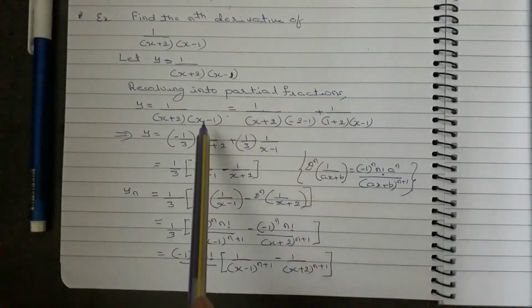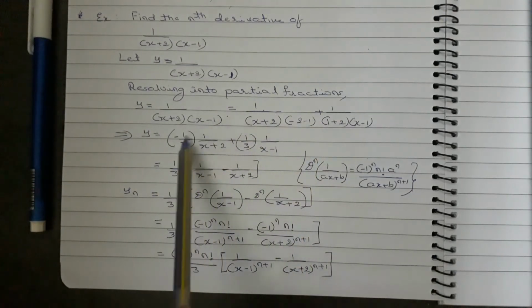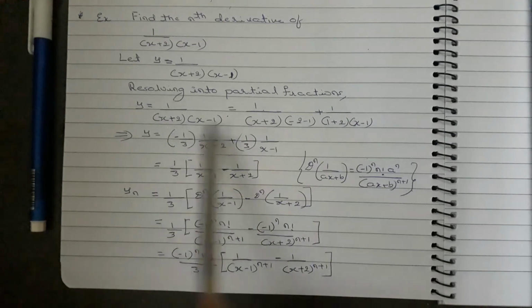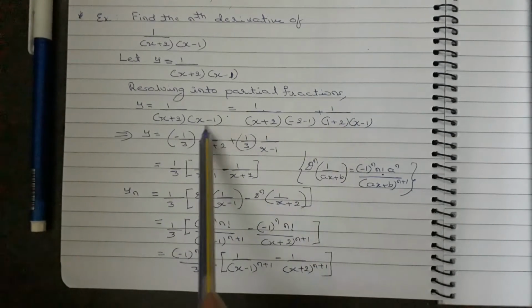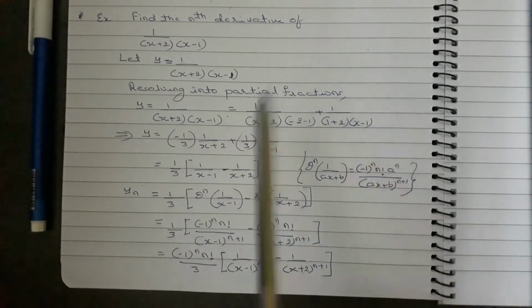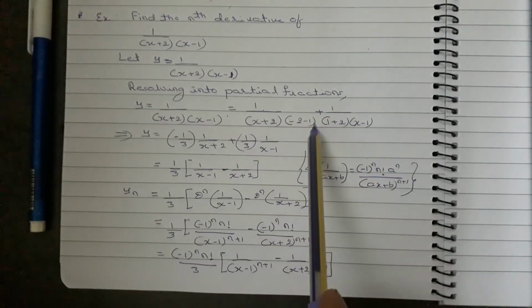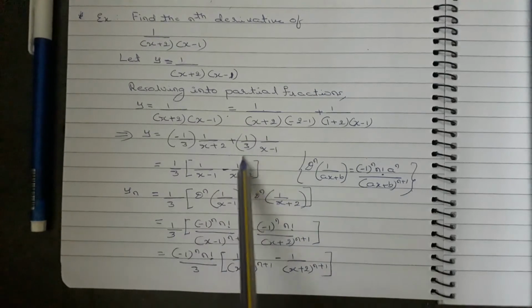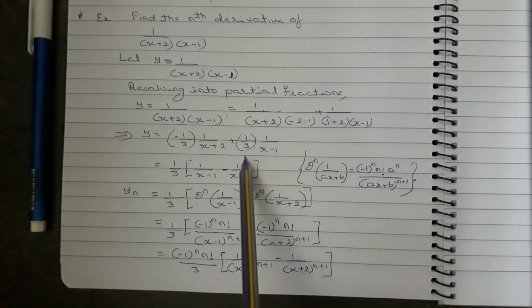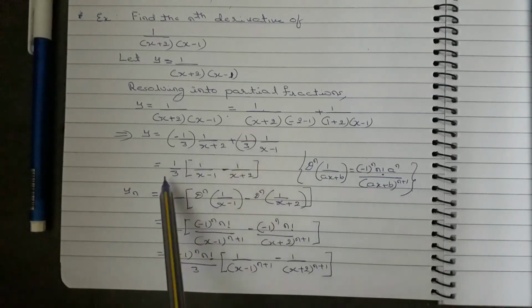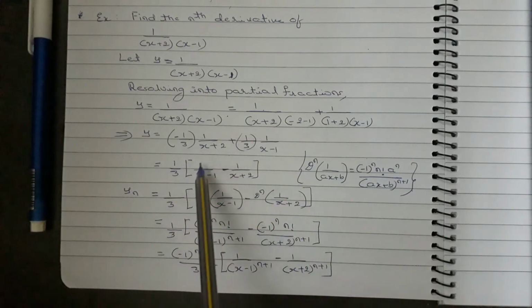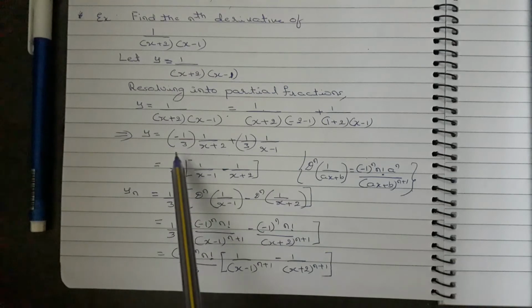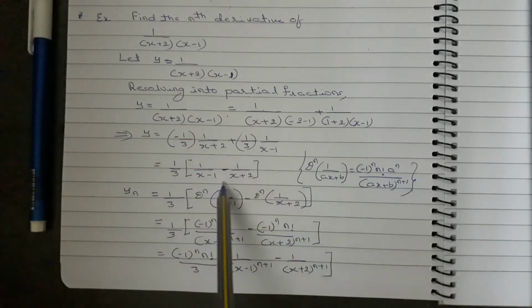In the second term we take x equal to 1. So we put x equal to 1 in this, 1 plus 2, and keep this x minus 1 as it is. Now it will become minus 2 minus 1, which is minus 1 by 3, and this is 1 by 3 into 1 divided by x minus 1. This 1 plus 2 is 3. So from these two we can take 1 by 3 outside. The remaining is 1 divided by x minus 1 and minus 1 divided by x plus 2.